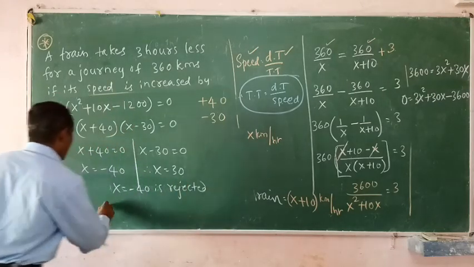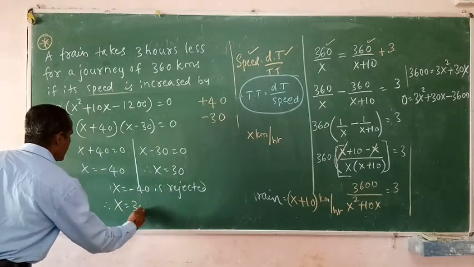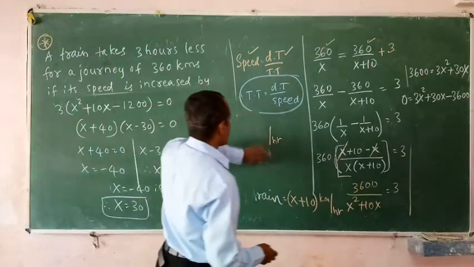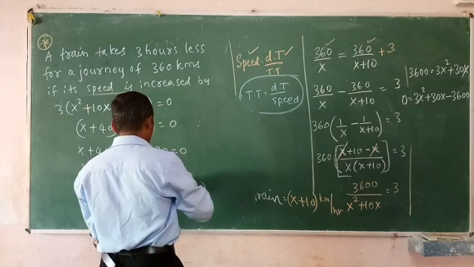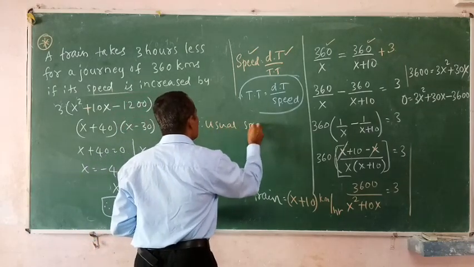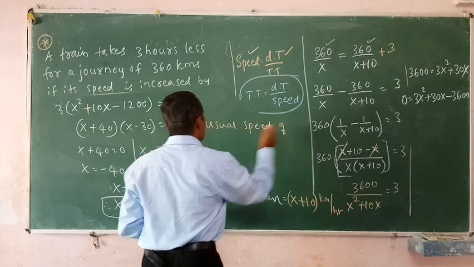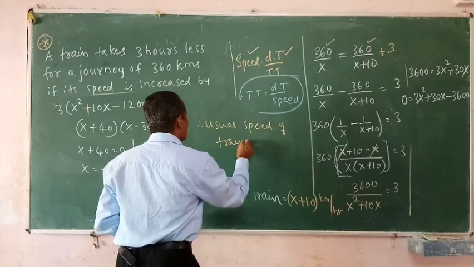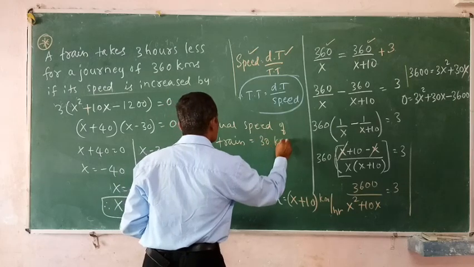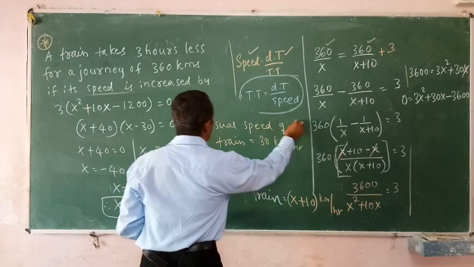Rejected. Therefore x is equal to 30. What is x? Therefore the usual speed of the train is equal to how much? 30 kilometers per hour is the answer.